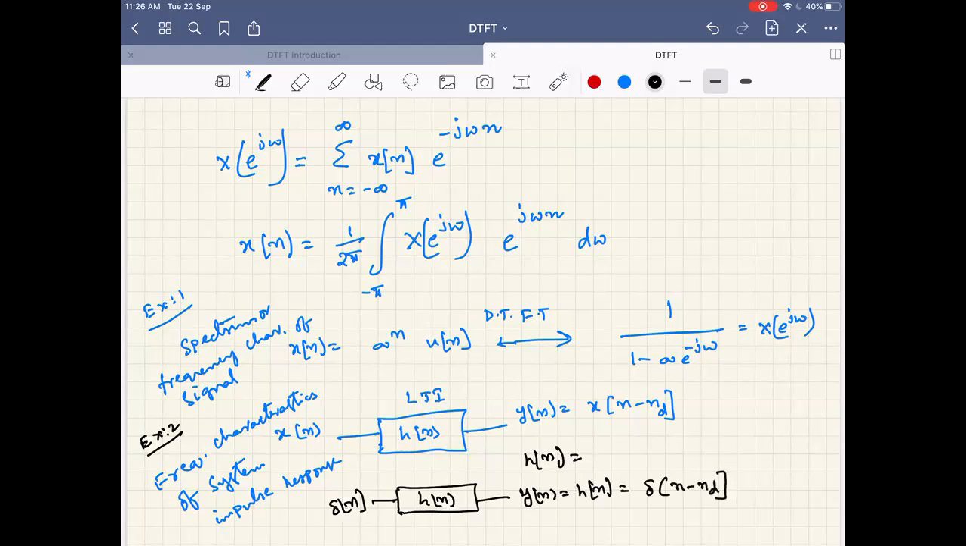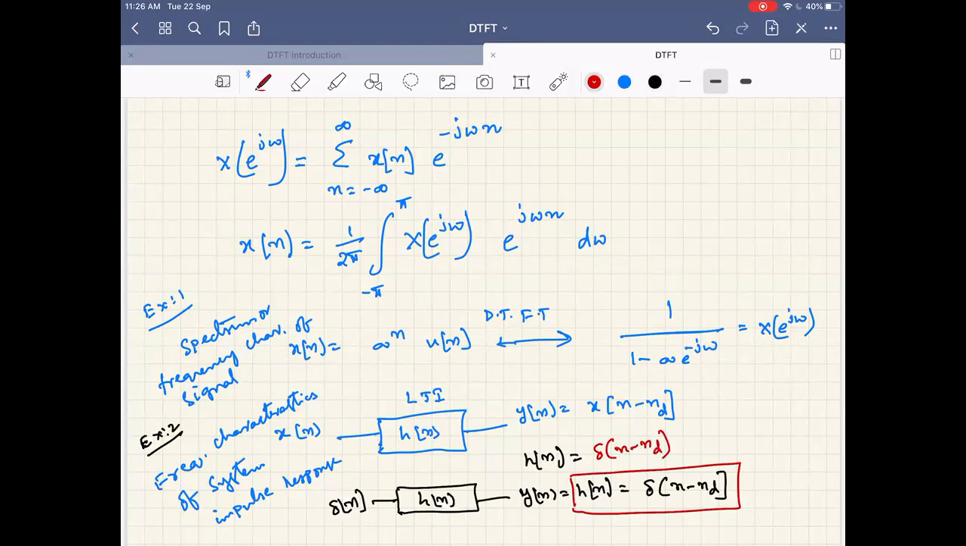Okay, so here in such simple cases, you can simply find the impulse response by giving an impulse as input to the system and looking at the output. So in this case, the impulse response is h of n equal to delta of n minus nd.